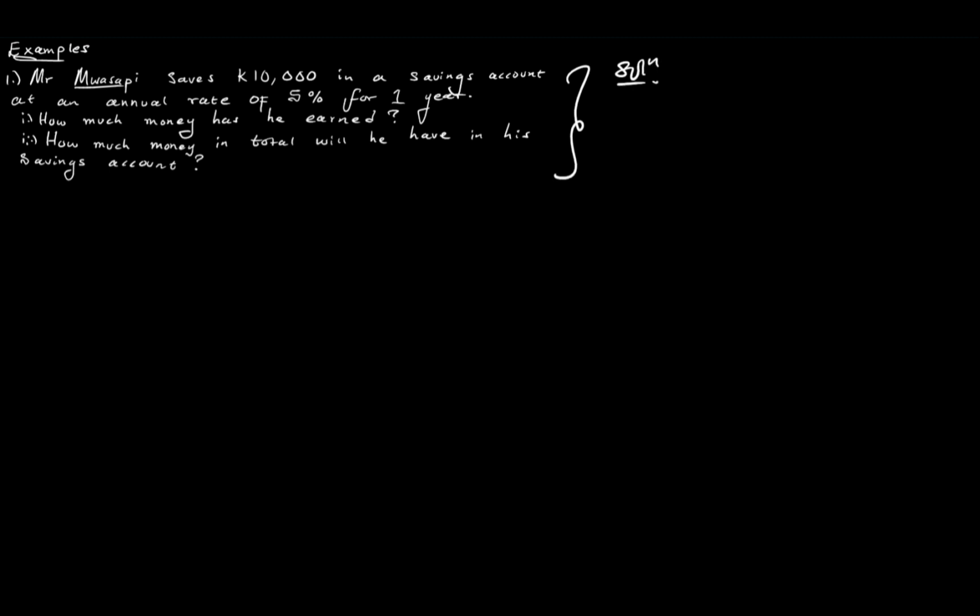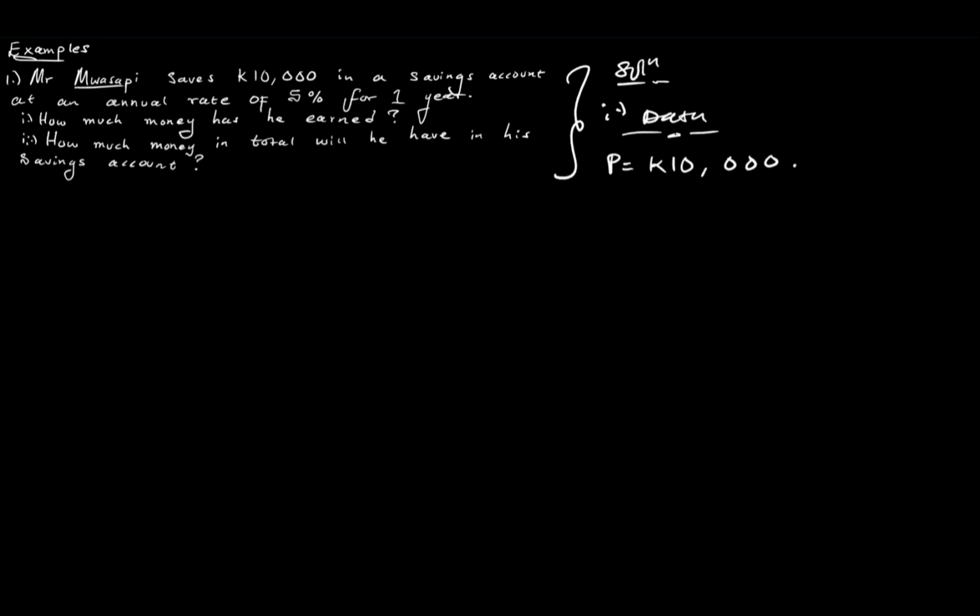So, solutions. Let's start with the first one. Now, when they say, how much money has he earned? Be mindful. Every time you're solving questions, the answer is always in the question. So, understand the problem given. Mr. Mosapi saves 10,000. So that's the amount of money saved. So we can just put up some data. So he saves 10,000. Now what is the amount of money saved? What is the amount of money invested? That is called the principal amount. So P is equivalent to 10,000.